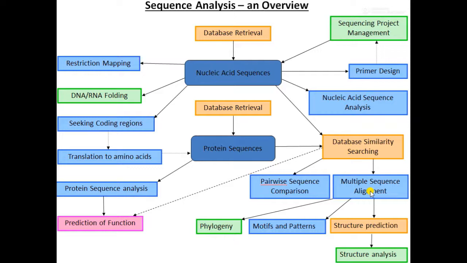Now I think you remember this, the database similarity checking is mainly done by blasting. When two sequences are being analyzed for sequence similarity, we call it a pairwise sequence comparison. And when we check the sequence similarity between multiple sequences, it is a multiple sequence alignment. Now, this multiple sequence alignment can be used either to find out the evolutionary relationship, that is, how distantly or closely they are related to other organisms, or you can check the motifs or patterns present in nucleic acids as well as in proteins, and to predict the structure as well as for structural analysis.